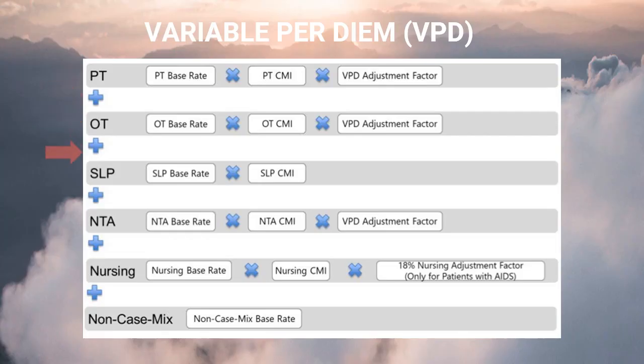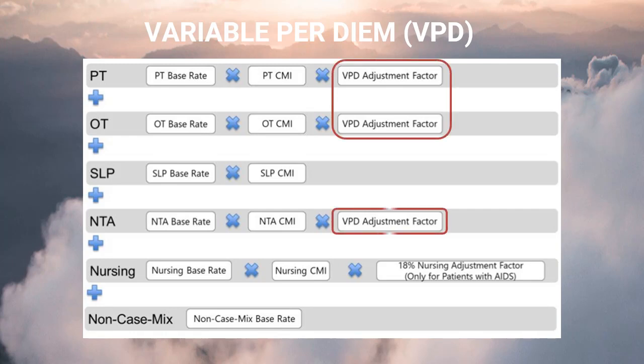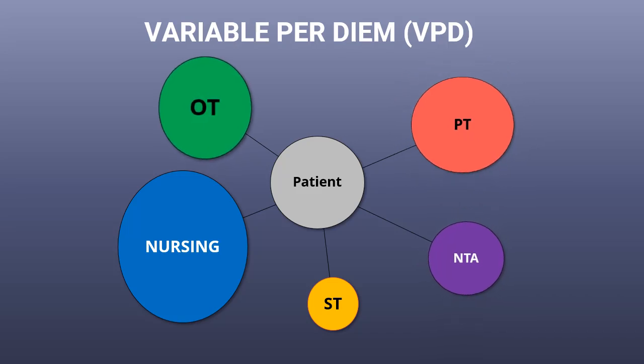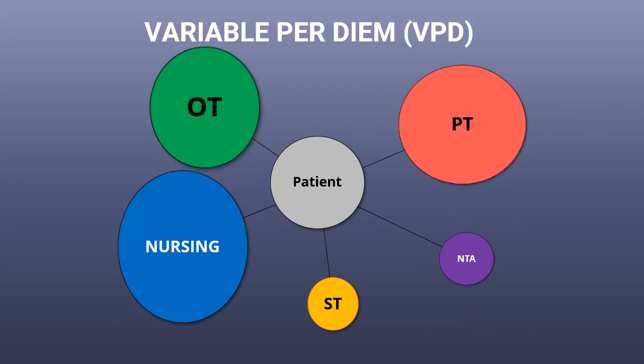PDPM consists of 5 case mix adjusted components, all based on patient characteristics. The 3 PDPM components that have a variable per diem rate are PT and OT and NTA. The resource used for certain SNF services is not consistent over a patient's Medicare Part A stay and varies depending on the point in the stay.